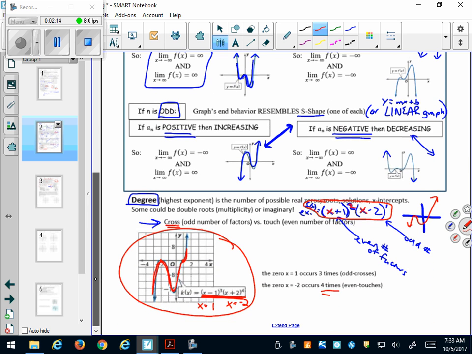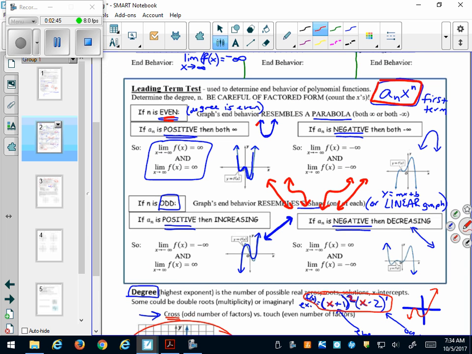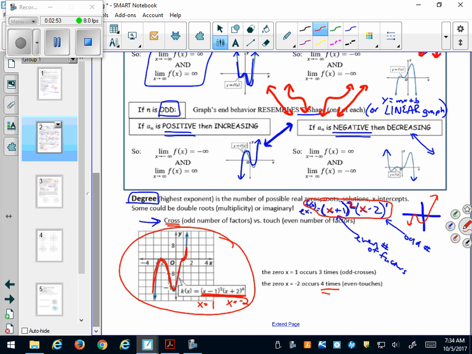And we said that when it's odd, it's going to have the same end behavior as a line. Here it looks like an S shape, right? So it does this or this. Just like a line, when it's negative it goes down, when it's positive it goes up. That's going to be odd degree, right? A linear function has a degree of 1, so that's odd. And then we said that the even degree has the same end behavior as parabolas, because a quadratic is even. So both up or both down, depending on positive or negative.